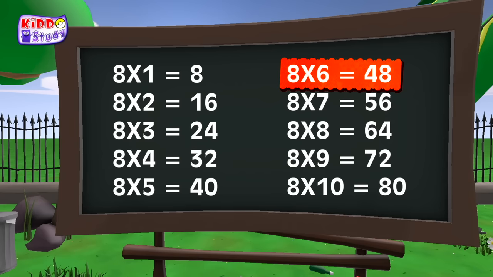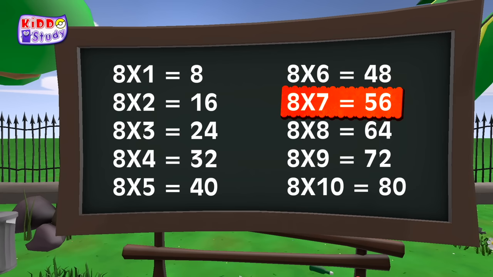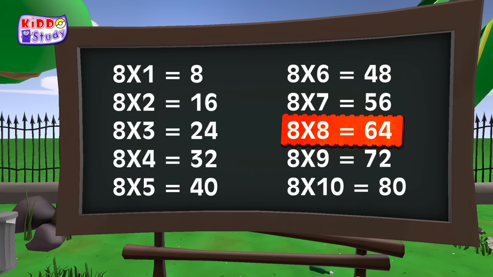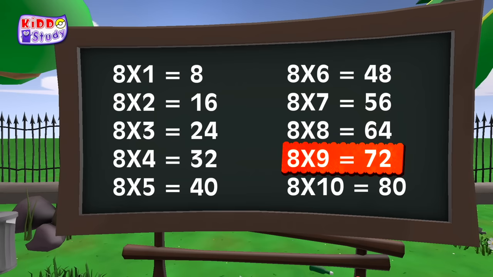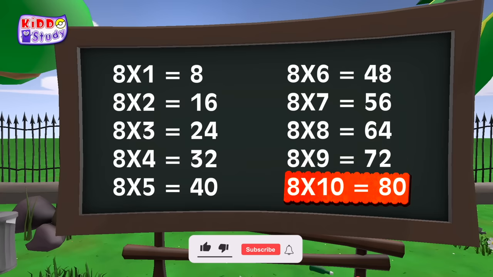8 sevens are 56. 8 eights are 64. 8 nines are 72. 8 tens are 80.